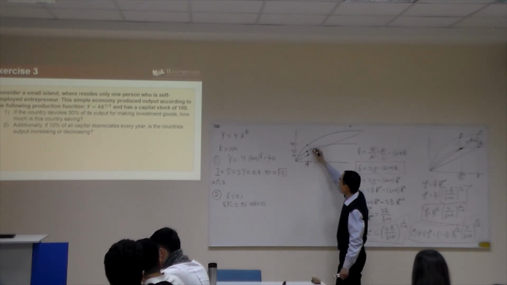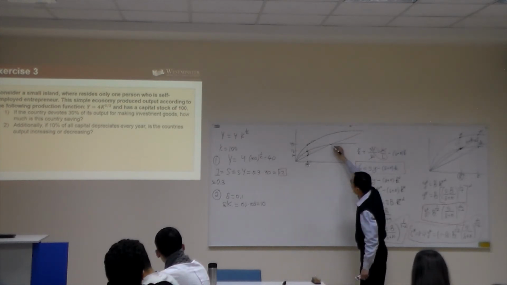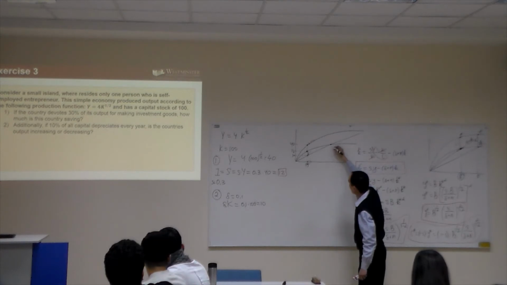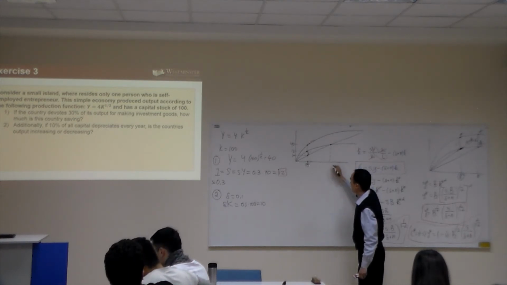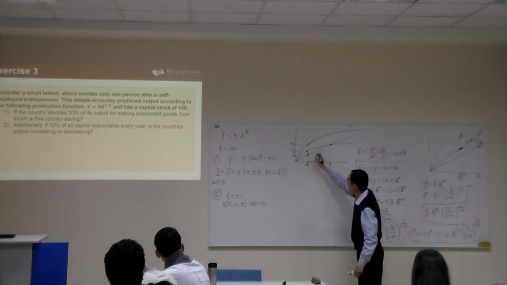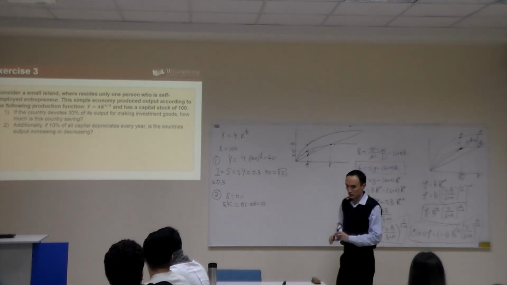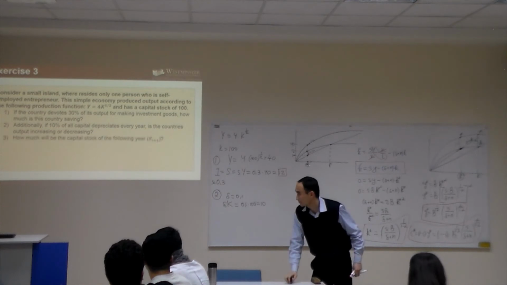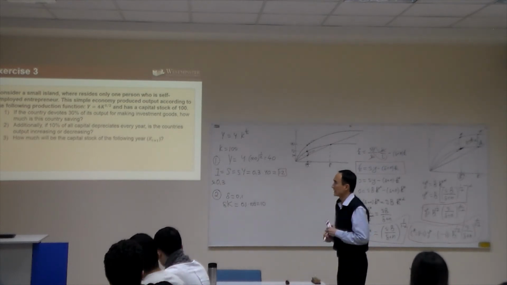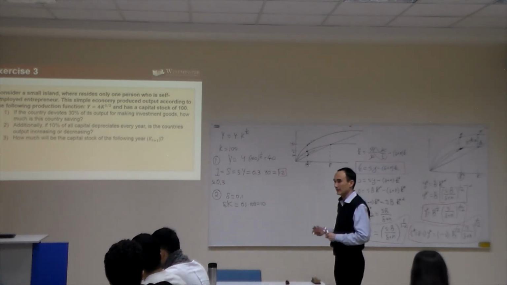Capital is growing, so output will also grow, up to the point where Robinson reaches the steady state level. So the economy is now growing. Next: how much will be the capital stock of the following year?